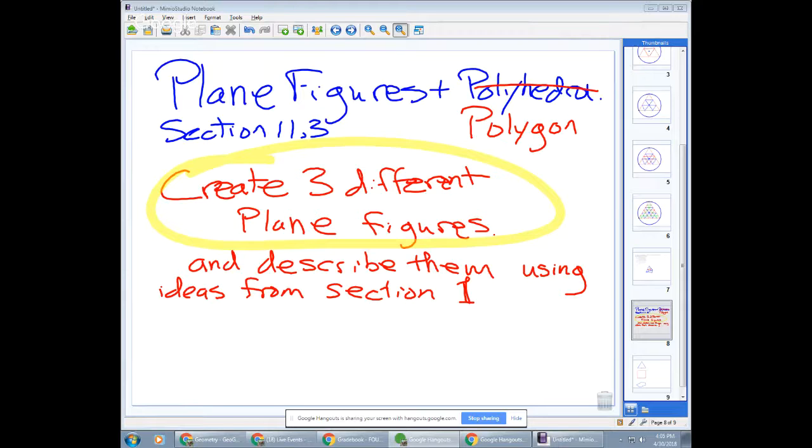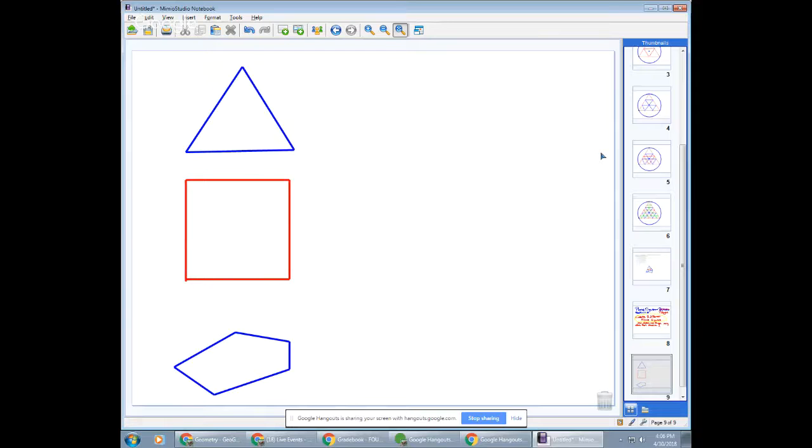So section 1.3 picks up where section 1.1 left off. I mentioned there's kind of a weird sequence in this chapter, so we're going to review some of the ideas and extend them a little bit. I asked everyone to create 3 different plane figures and then describe a little bit about them with ideas from section 1. I'm going to start off with my 3 figures, and I've got a couple different versions of them. I have the screen version, then I'll show the real life version in a moment.